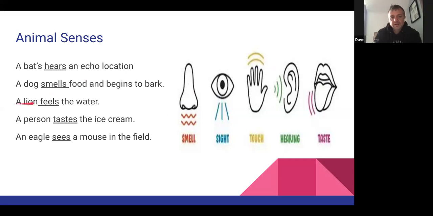Okay. A lion feels the water. Is the water hot? Is the water cold? It has to feel it. And that's his touch. A person tastes the ice cream. That's taste. That's with her mouth. And then an eagle sees a mouse in the field. That's sight. And eagles have great sight. They can see all the way from up high. They can see a mouse. Okay, so go through these. Make sure you understand. I know this is quick, but our senses: smell, sight, touch, hearing, and taste. Do you understand them? Do you understand how different animals use those?